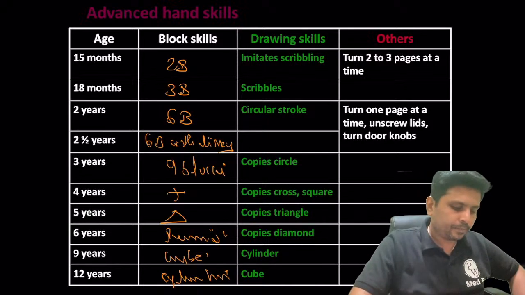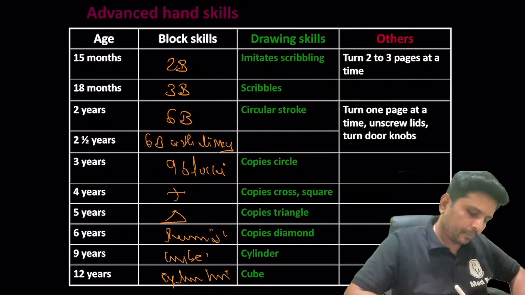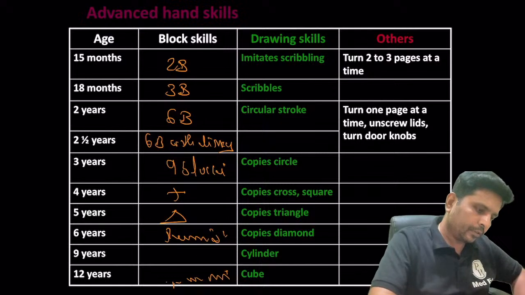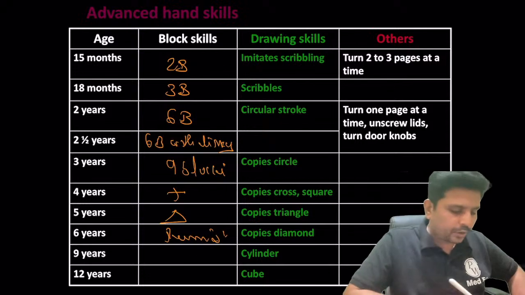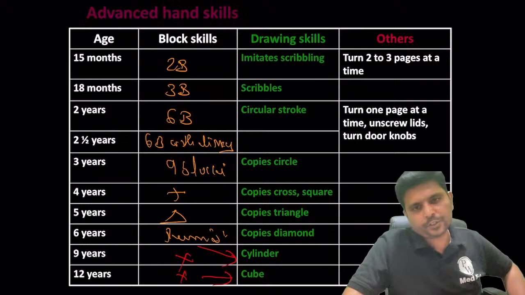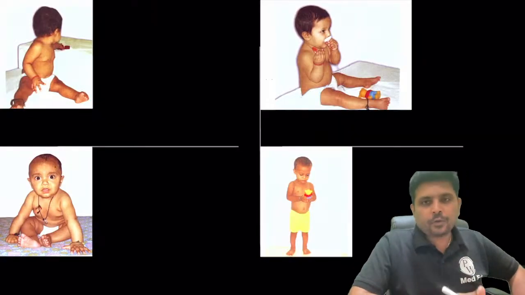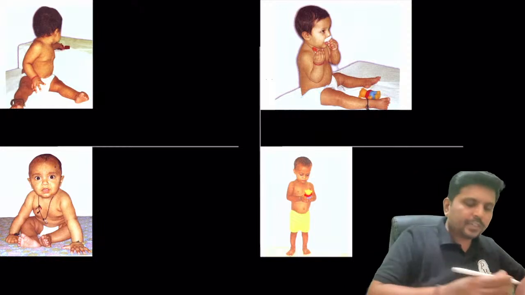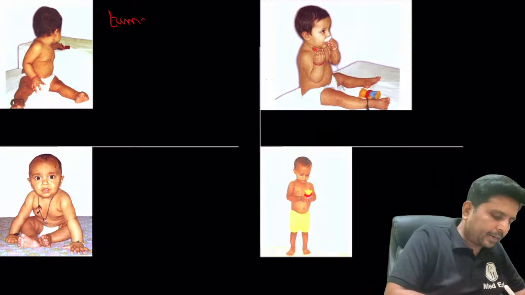So 9 years and 12 years with respect to drawing figures, cylinder and cube, right? So what is this? What is this picture meant for? Turning diagonally back.